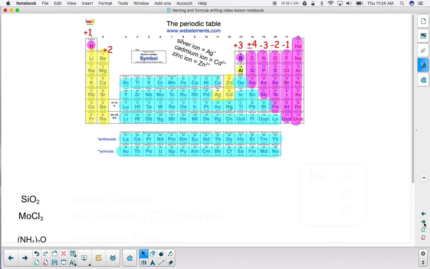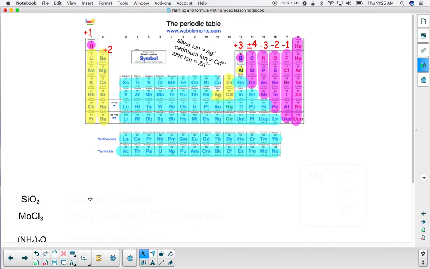I've again copied our colorful periodic table onto the top of the page so that we have it. In our first example, we have silicon, which is right here, and oxygen, which is right here. That gives us two purple elements, the only situation that we're allowed to use the prefixes.